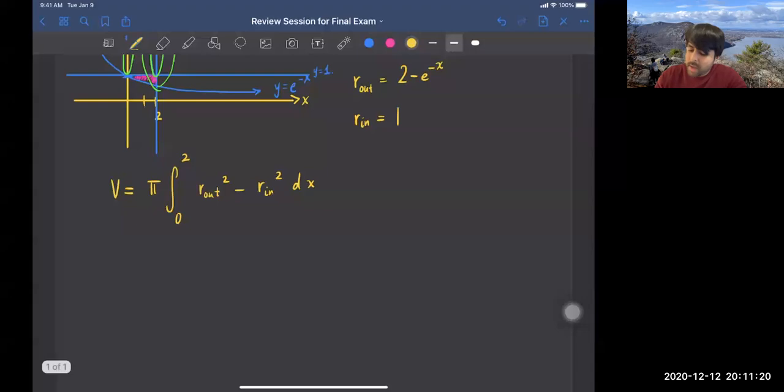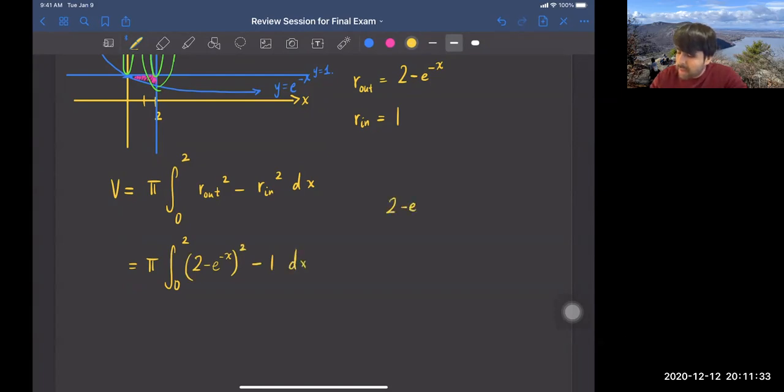So then I'm going to set up my integral from 0 to 2. Then I got 2 minus e to the negative x. I square this minus 1 dx. So now when I square 2 minus e to the negative x, what does this become? Remember, we should do this slowly just to make sure we do everything correctly. And then when we expand, we get 4 minus 4e to the negative x plus e to the negative 2x.